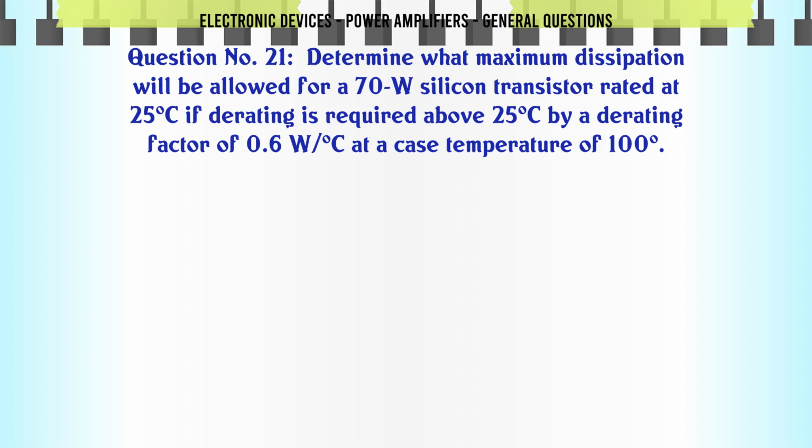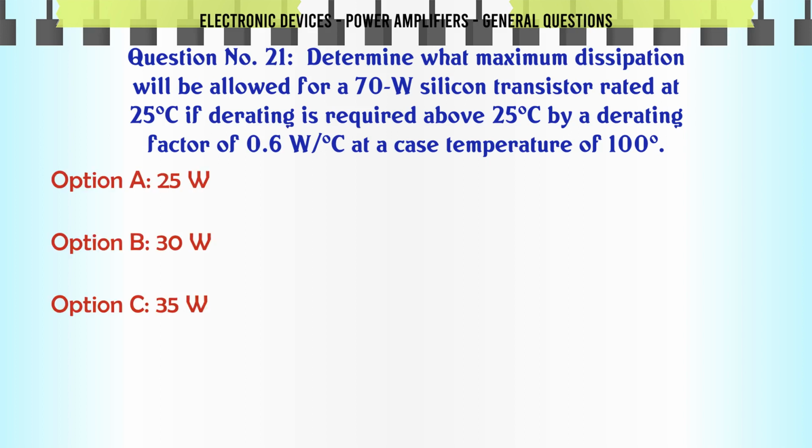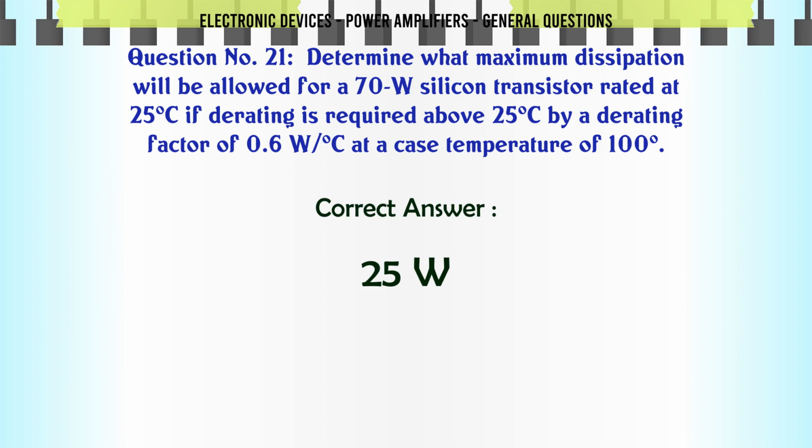Determine what maximum dissipation will be allowed for a 70 watts silicon transistor rated at 25 C if derating is required above 25 C by a derating factor of 0.6 watts per C at a case temperature of 100 C. A: 25 watts, B: 30 watts, C: 35 watts, D: 40 watts. The correct answer is 25 watts.